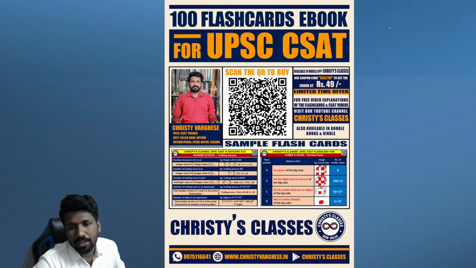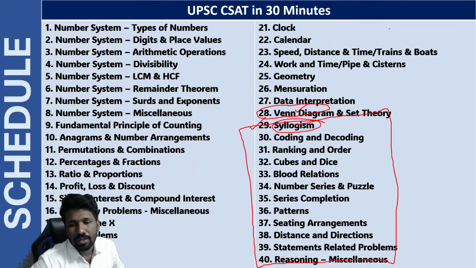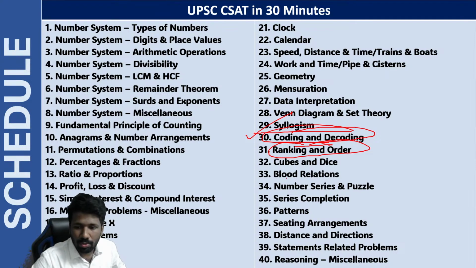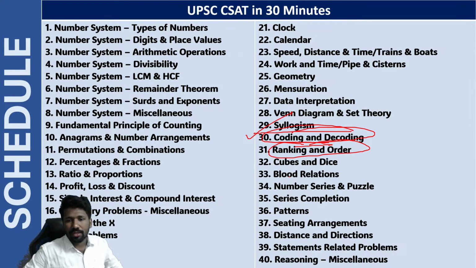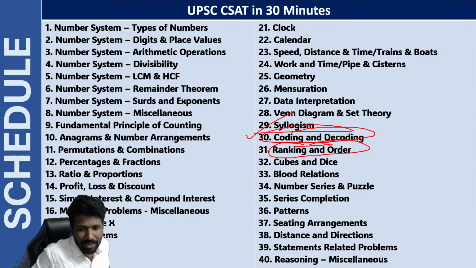So this is the schedule of the series. In this series now we have completed 29 lectures out of 40 lectures. Last 11 lectures. Day after tomorrow we will do coding, decoding and ranking ordering, both together we will be discussing in day after tomorrow's class. I mean in 2 separate lectures.